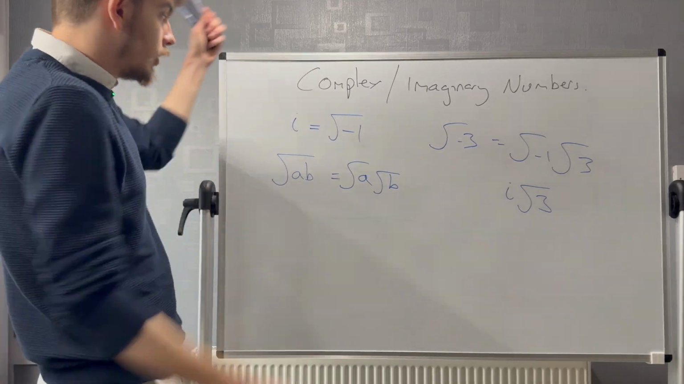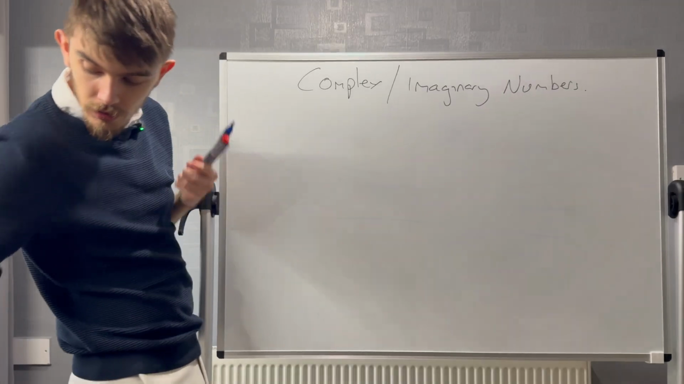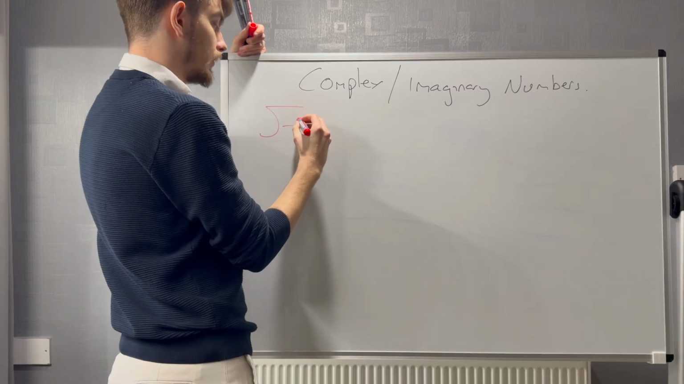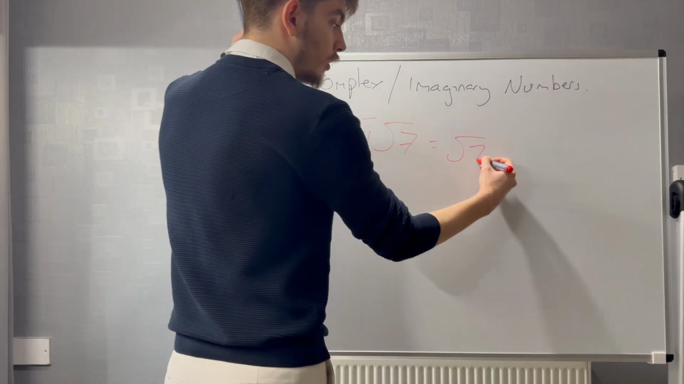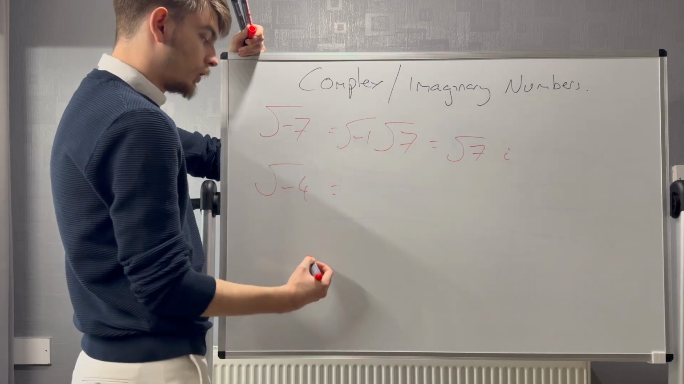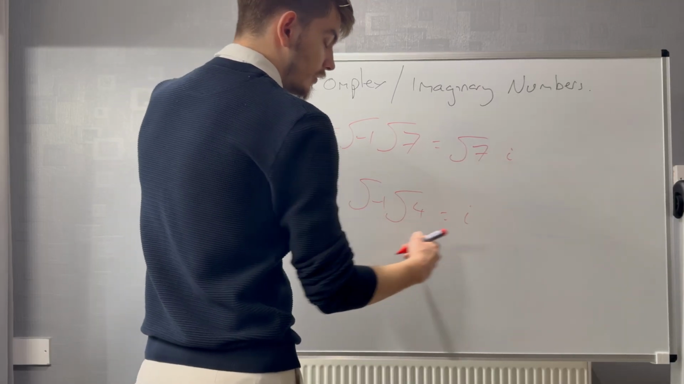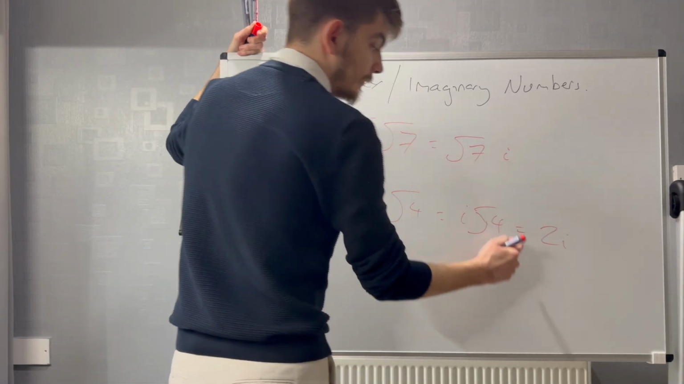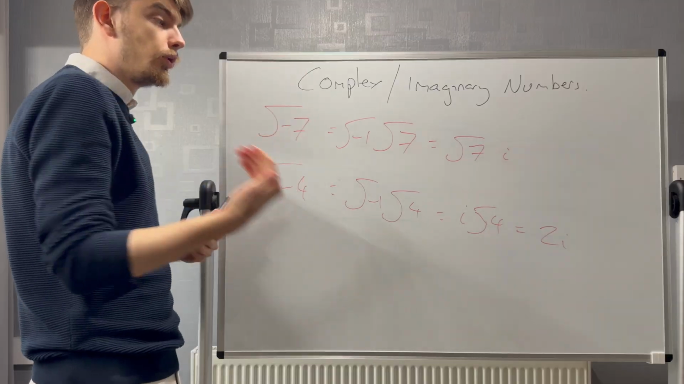So, a couple more examples. Let's say we wanted the square root of minus 7. Well, that is the same as the square root of minus 1 times the square root of 7, which is root 7 times by i. The square root of minus 4, well, that is the same as the square root of minus 1 times the square root of 4, which is i times by root 4, which happens to be simplifiable into 2i. Square root of 4 is 2, that's 2i. These are my imaginary numbers, i, 2i, etc.